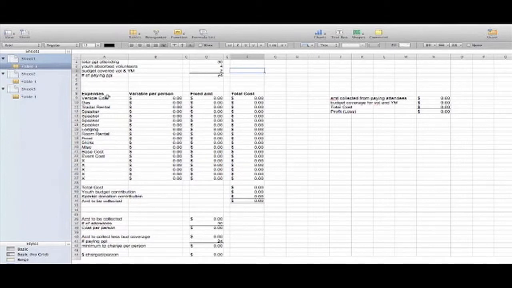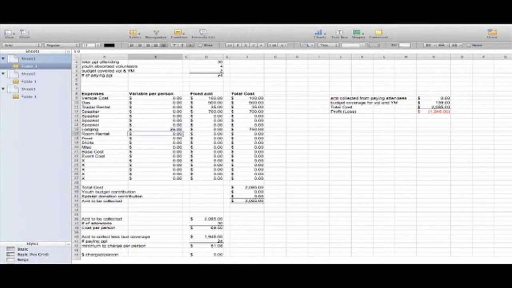Then you start filling in your expenses, your variable expenses per person and your fixed amounts. So you're going to rent a van for this trip for a week. That's about $100. Gas is ridiculously expensive. Let's say it's going to cost you $500 for this trip for gas. Trailer rental is a fixed expense. A speaker, if this is an event, a youth rally or a conference or something instead of a trip, then your speaker is going to have a fixed amount as well. We'll say $700. Lodging is normally done per person, so if it's a $100 room and you split it between 4 people, that's going to be $25 per person per night. We'll say it's a one-night trip, $25.